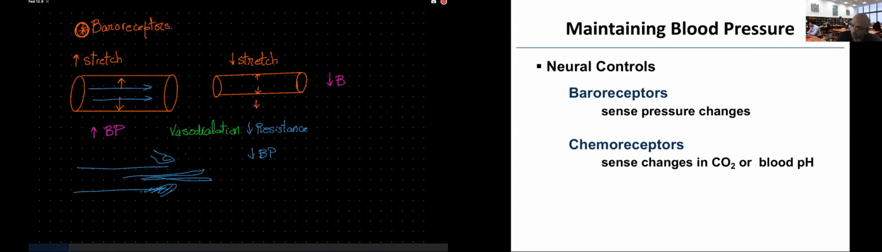And how would you deal with low blood pressure? What do you think? What do you need to do? Would you dilate the vessel or would you constrict the vessels? If I have low pressure, remember, what did I do? Compress. So you're going to be performing a vasoconstriction.